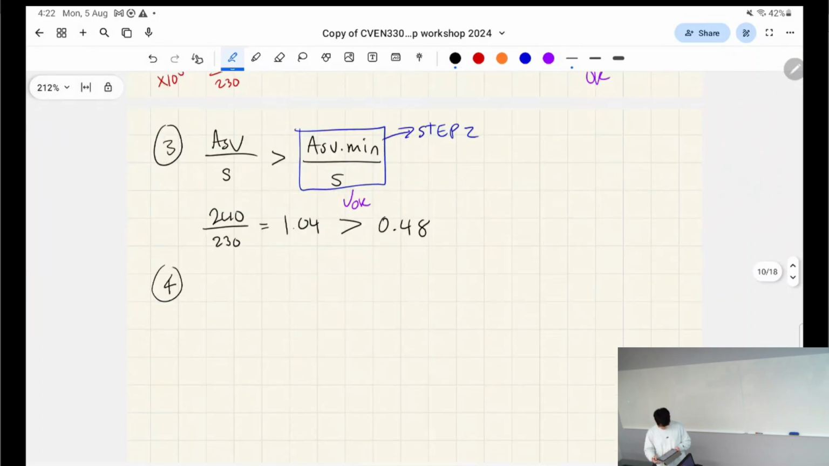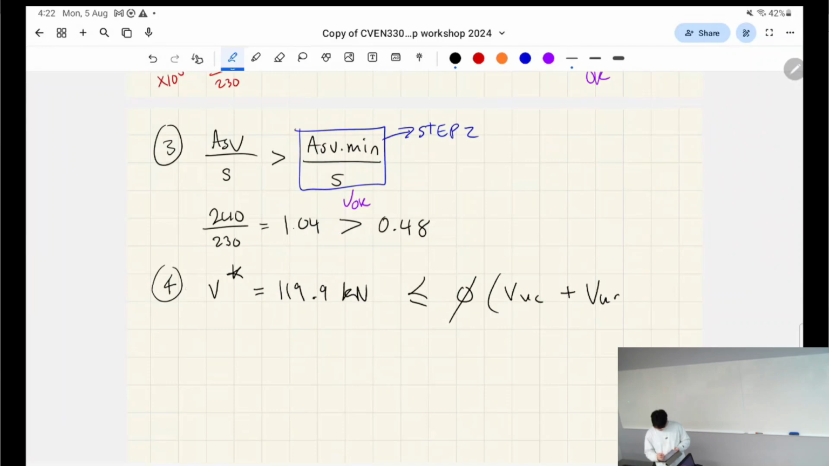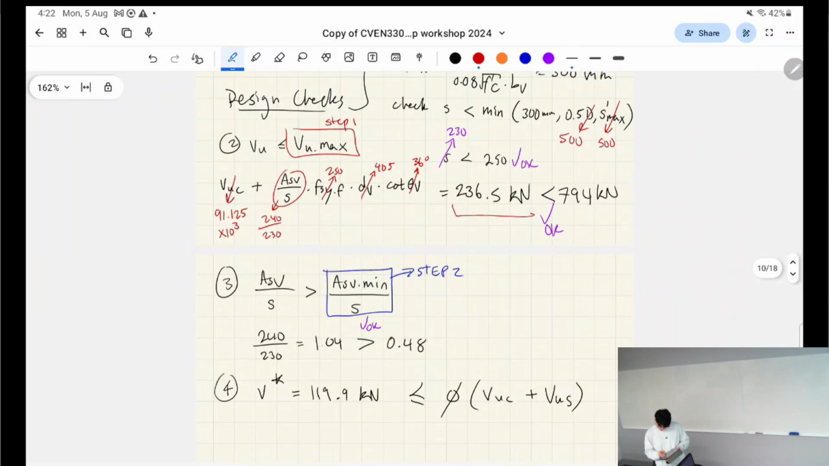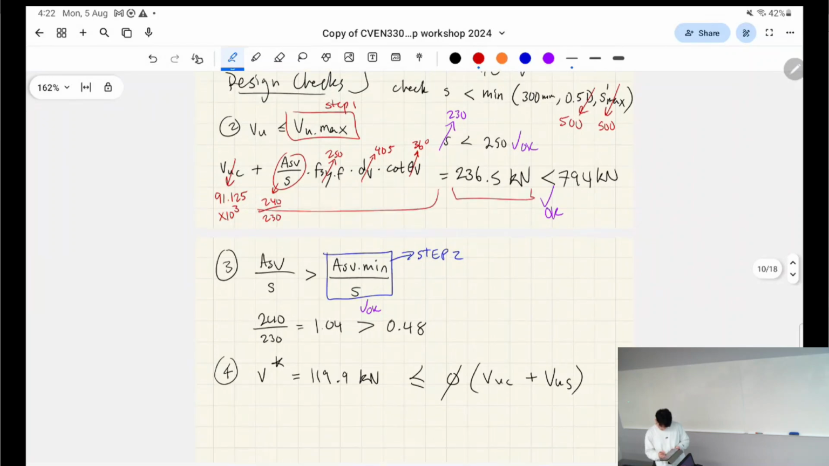Okay, last check here. Now we just have to check the final capacity, right? So this is 119, right, 0.9. Final capacity, which is the capacity due to the concrete and the steel, right, which we calculated as that, right? So this whole thing is equal to everything in here.